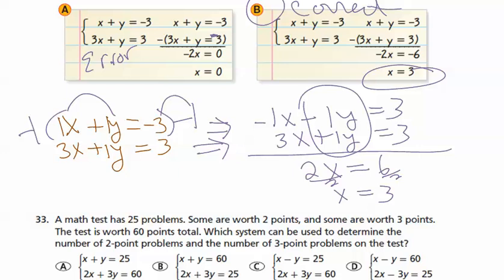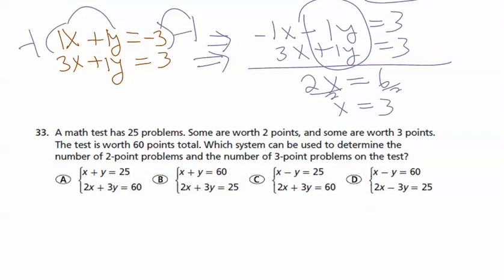And then the last question, we just have to pick the right equations to use. It says a math test has 25 problems. Some are worth 2 points and some are worth 3. Well, they're saying you've got some problems that are x-type and some that are y-type. Altogether, we have 25 of them. So that's one of the equations. So A has that kind. B doesn't have an equation like that. C doesn't. D doesn't.